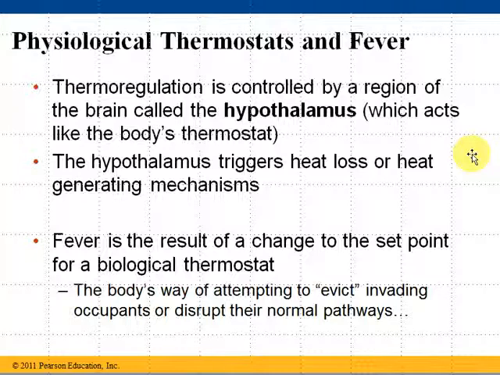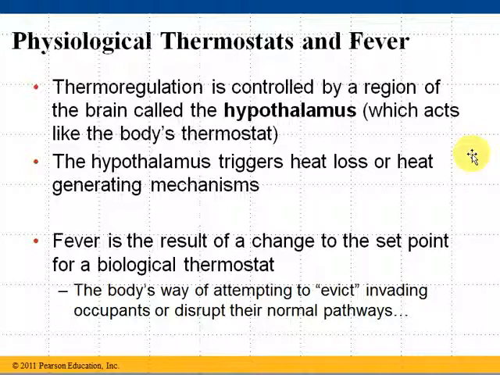So this is the body's way of trying to kill off and eradicate some of what might be making you sick. It may not make you feel good, but it's trying to do the best that it can to eliminate a particular problem. It's the body's way of disrupting the normal pathway of these creatures that are likely going to be doing best at 98, 99 degrees. So raising the temperature, along with your immune system, helping fight off these infectious creatures such as bacteria or viruses, is a way of making you feel miserable in the short run, but hopefully making you feel better in the long run.